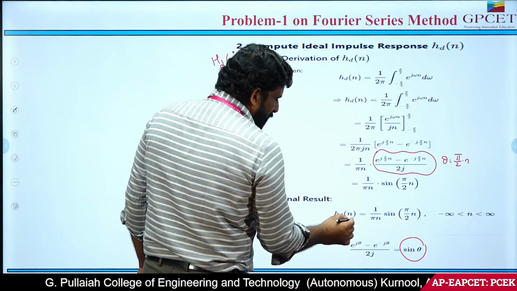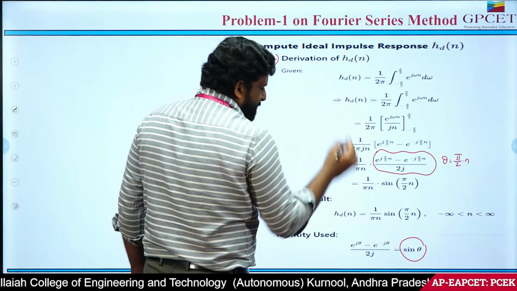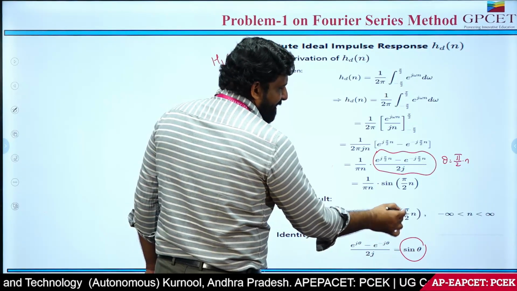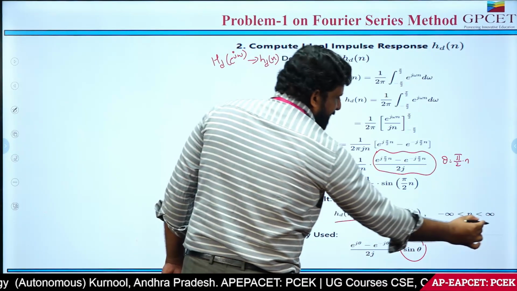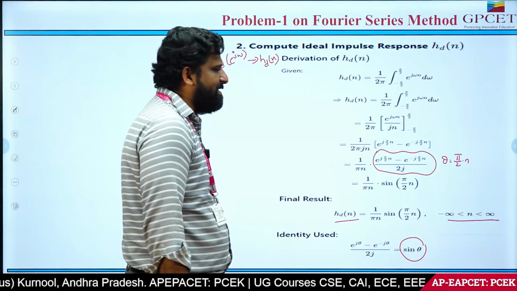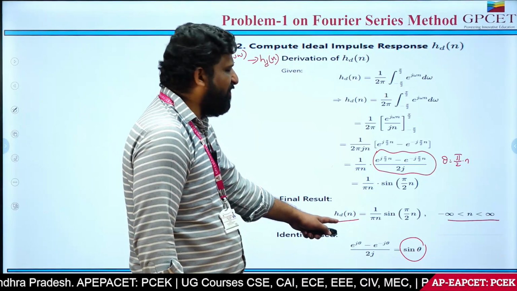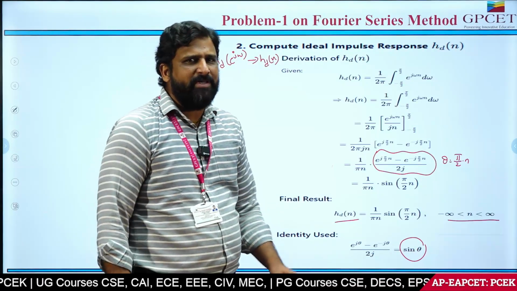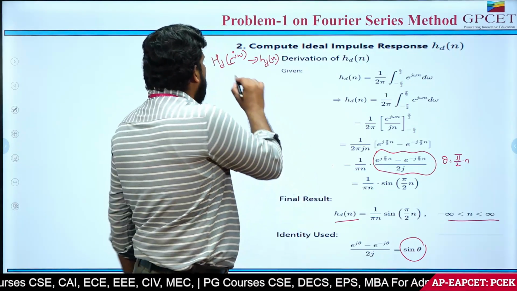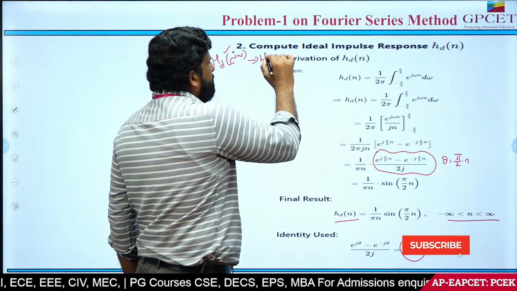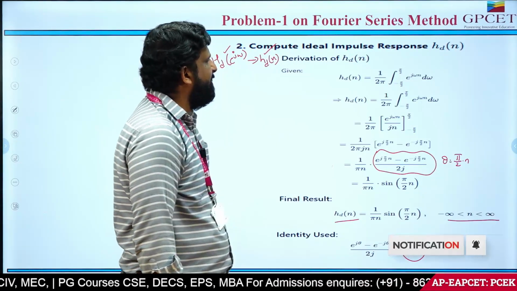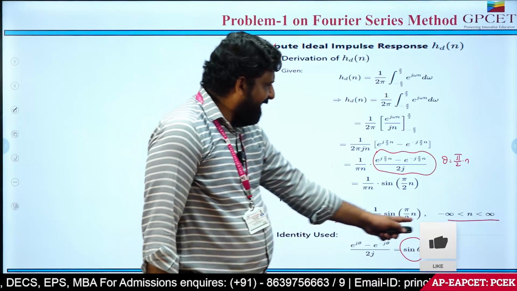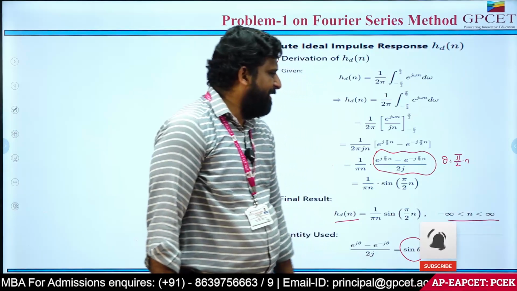So what is the equation I got here? Final result, ideal impulse response hd of n is equal to 1 by pi n, sin theta, where theta is nothing but pi by 2 into n, within the limits minus infinity less than n less than infinity. So we found the value hd of n from the desired frequency response hd of e power j omega. This is the second step. So from hd of e power j omega, we computed hd of n, which is nothing but the ideal impulse response.